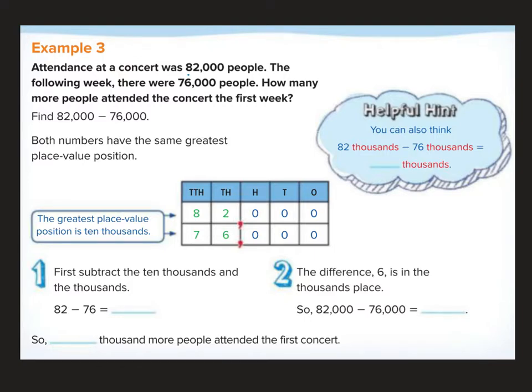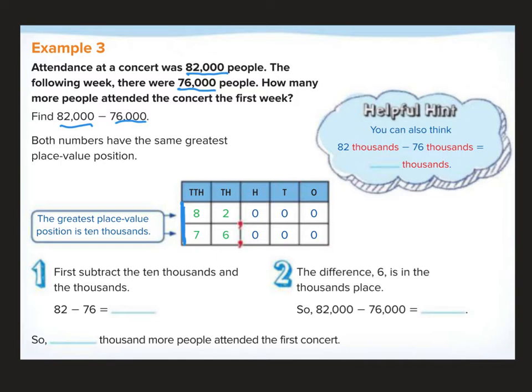Attendance at a concert was 82,000 people. The following week, there were 76,000 people. How many more people attended the concert the first week? So we need to find 82,000 minus 76,000. Both numbers have the same greatest place value position, right? They both go up to the 10,000s place.